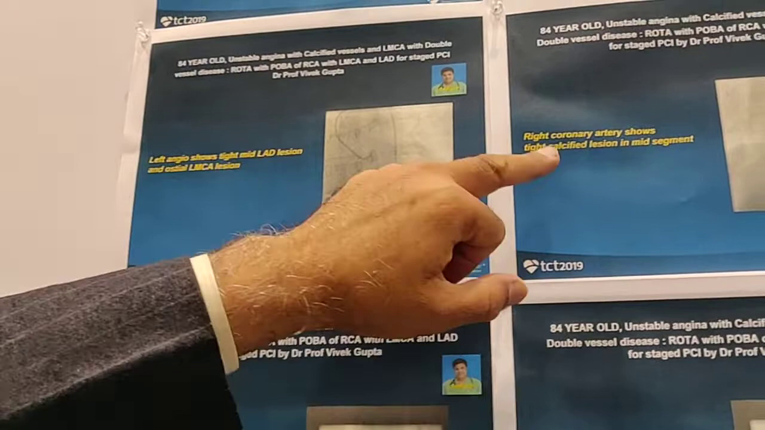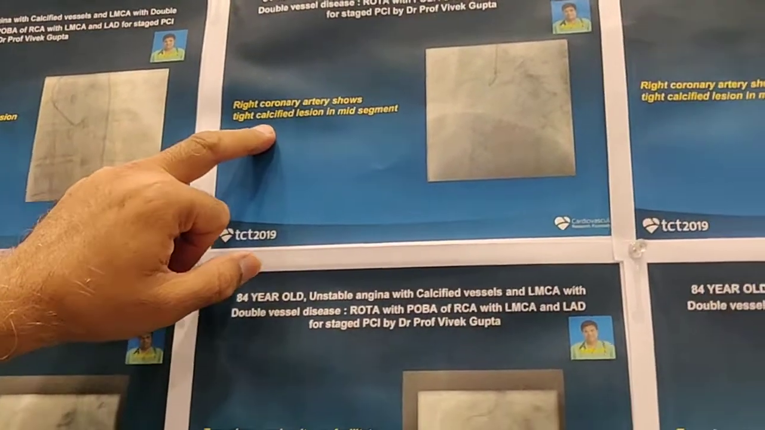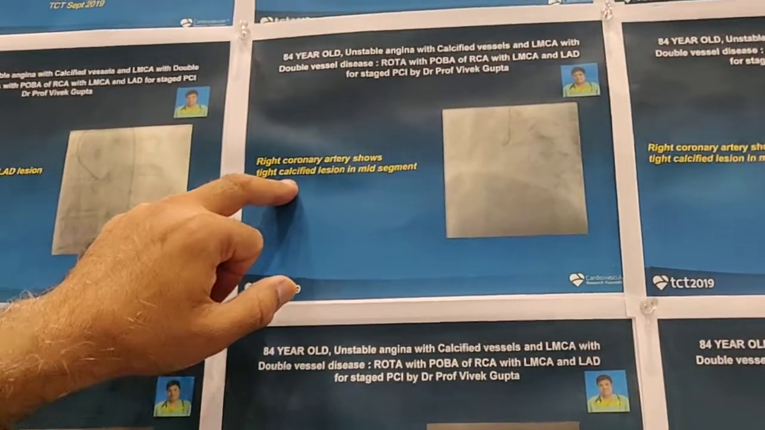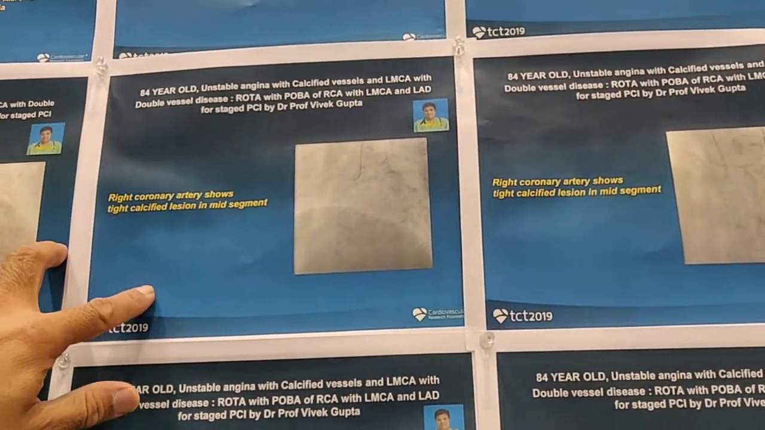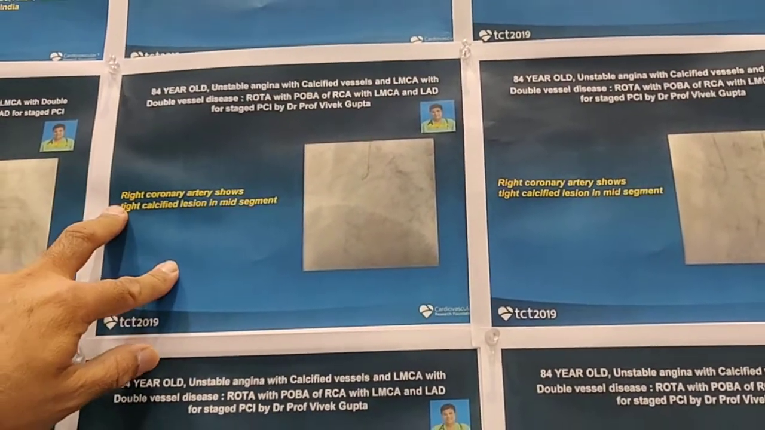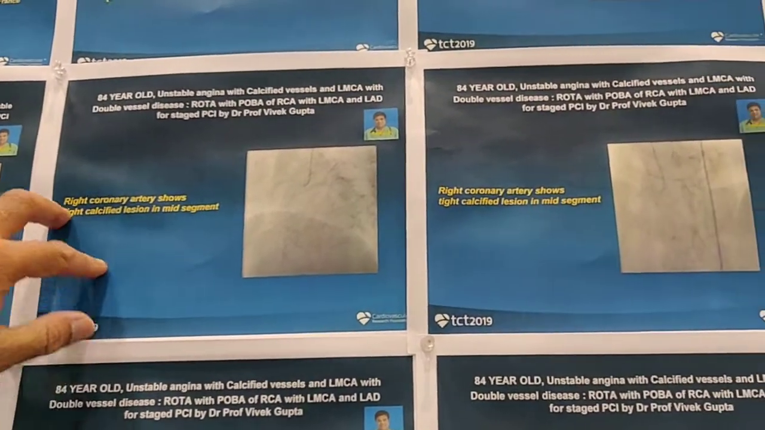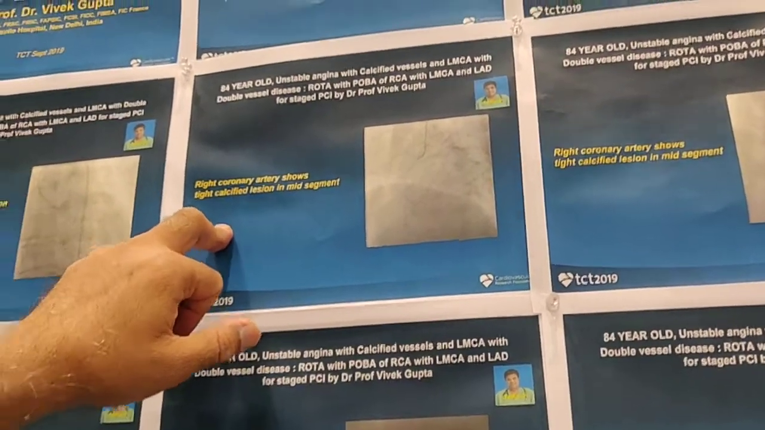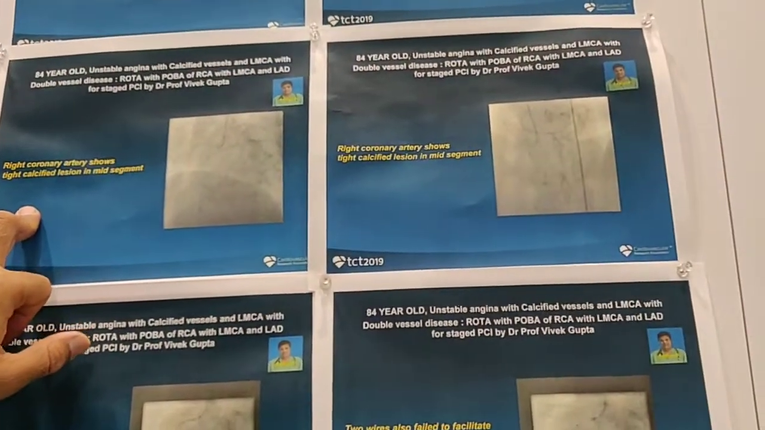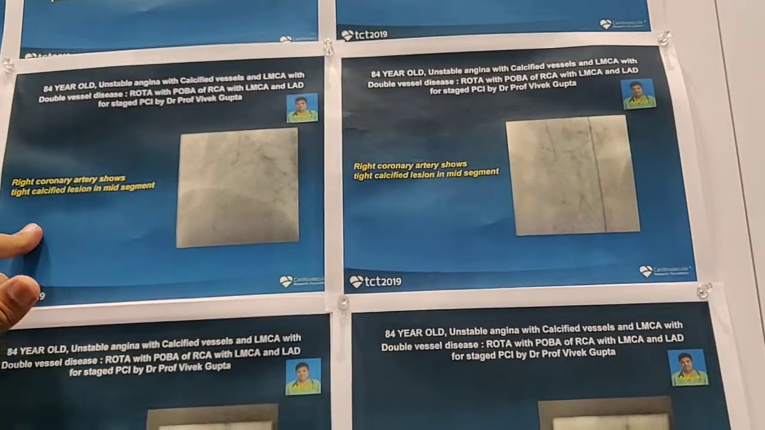The patient also had a right coronary artery with a very tight calcified lesion in the mid segment. So this was actually a classical case of double vessel disease with left main coronary artery, where we had to do bypass surgery. The patient is 84 years old, with comorbidities of lung disease and mild kidney dysfunction. The patient decided not to go for bypass surgery given the high risk for CABG.